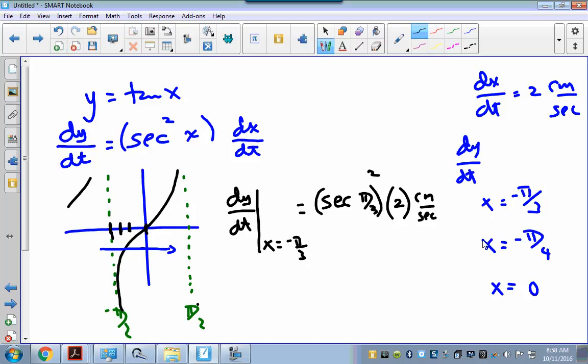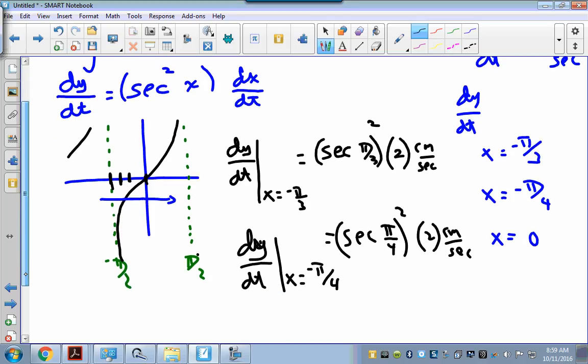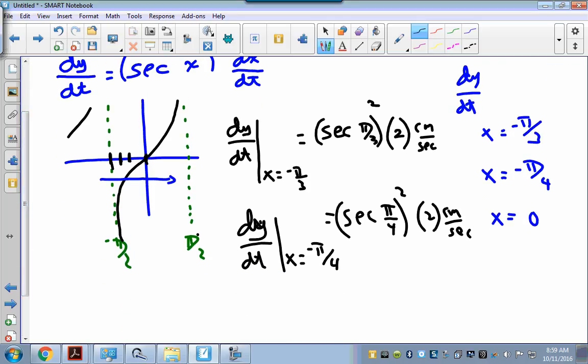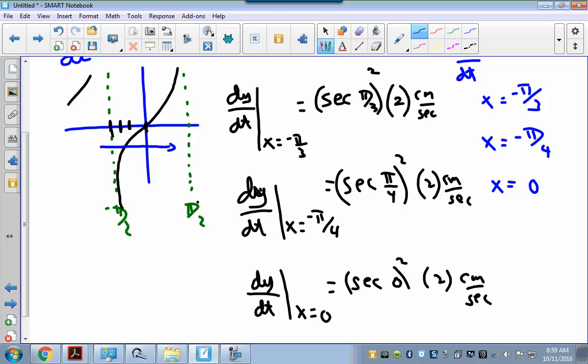Okay, and likewise, if we wanted to do this derivative of y with respect to t, evaluated when x is negative pi over 4, we're going to get the secant of pi over 4, and we have to square that times 2 centimeters per second. And lastly, when we evaluate this when x is 0, dy/dt when x is equal to 0 is going to be the secant of 0 squared times 2 centimeters per second. So all these answers really require us to know what the secant of an angle is.